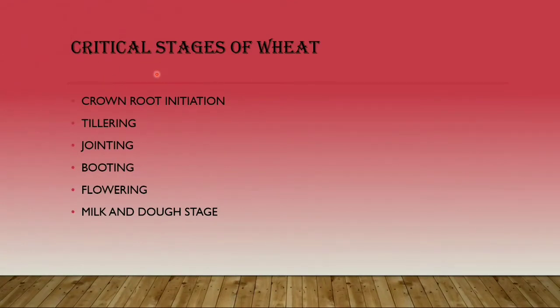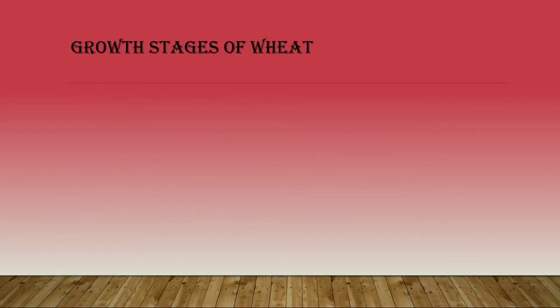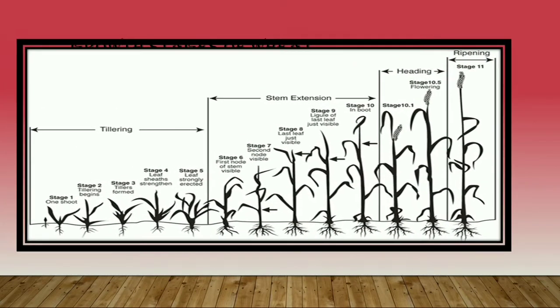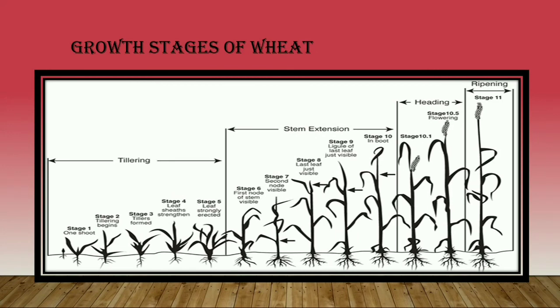some of the critical stages of wheat: crown root initiation stage, tillering stage, jointing stage, booting stage, flowering, milk and dough. Here you can observe the growth stages of the wheat in a clear picture, from the first stage to the last stage, from emergence to the harvesting stage. The tillering stage includes the tillers, leaf sheath strengthening and stem elongation to the first node of the stem, visible up to the booting stage, which is the stem elongation, then heading stage, ripening stage. After ripening, there is the harvesting stage.